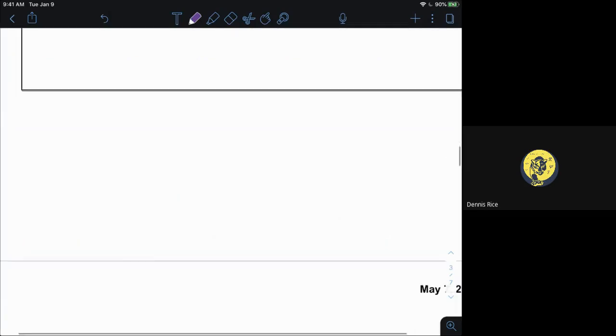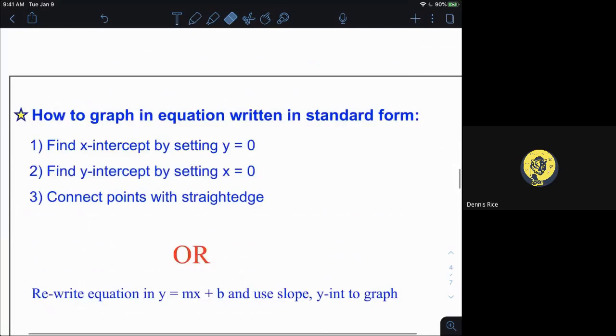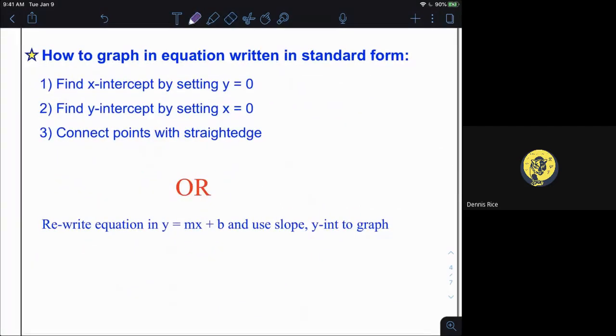What was that last example? 2x plus 3y equals 12. So let's say we had that same equation and I don't feel like doing standard form, I can just take this and get it in y equals form. So I would subtract 2x from both sides. And then I would divide by 3.